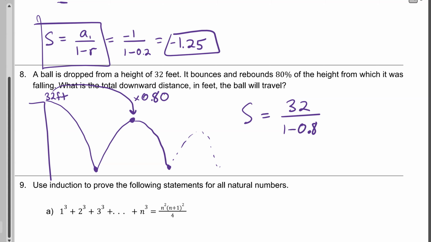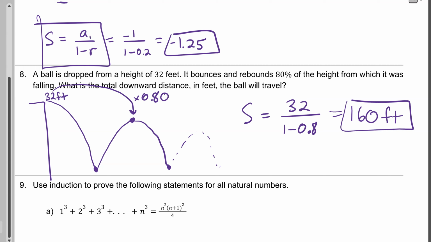So if I don't want to find the sum of the first 5 terms, the sum of the first 10 terms, I want to find the sum of all of them. That is an infinite geometric series. And since our common ratio is less than 1 and greater than -1, I know for a fact that this will converge. So it will travel a total of 160 feet downward.